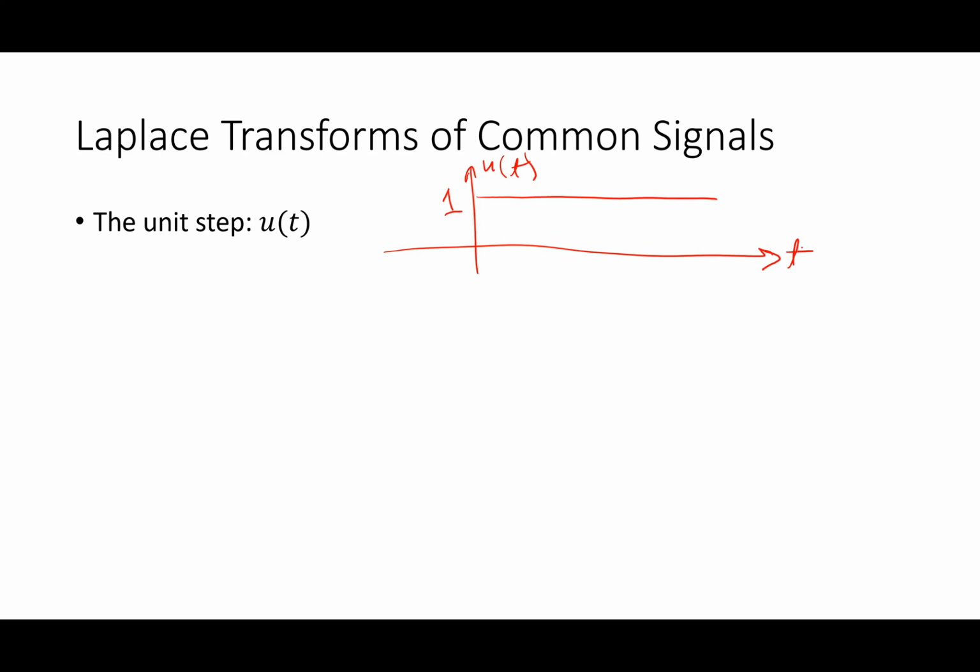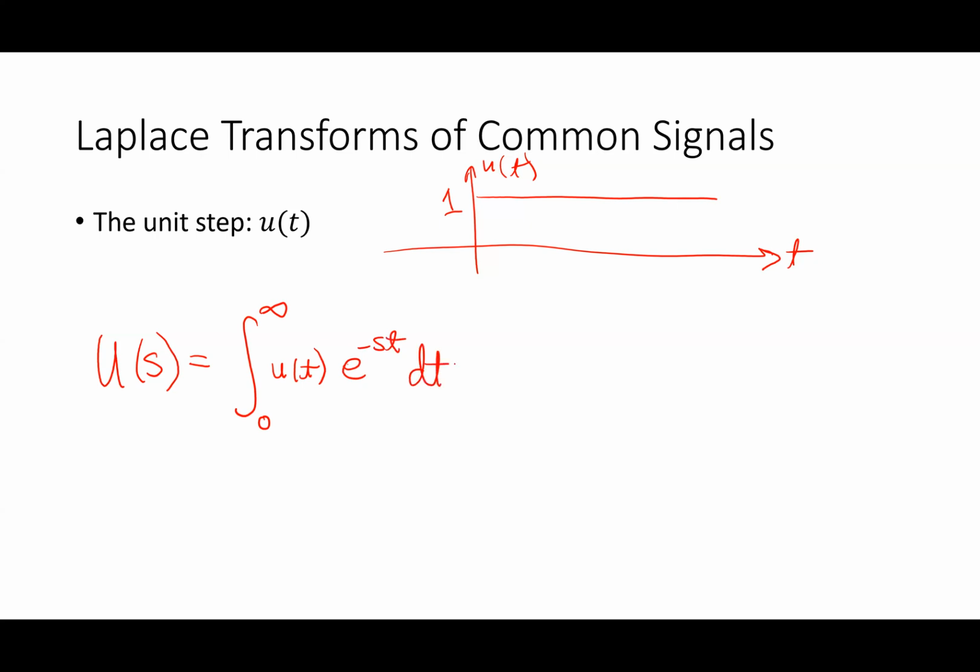So if I wanted to calculate the Laplace transform of that signal, I'm going to call it U of S. How would I do that? I integrate from 0 to infinity, u of t, e to the negative st dt.